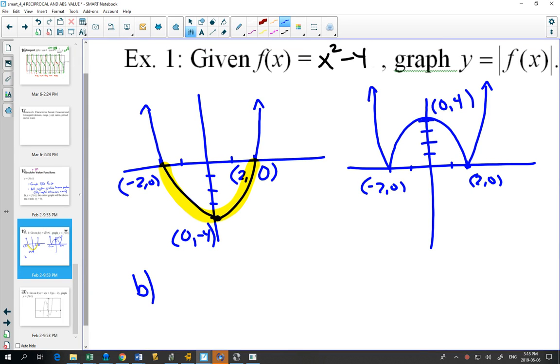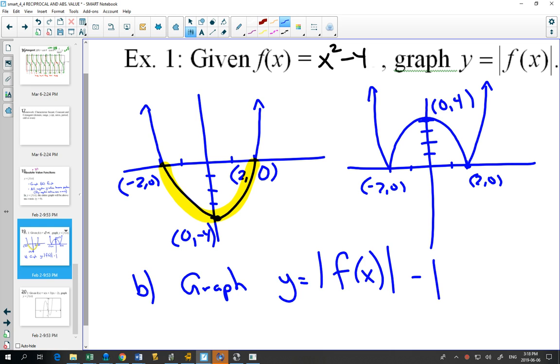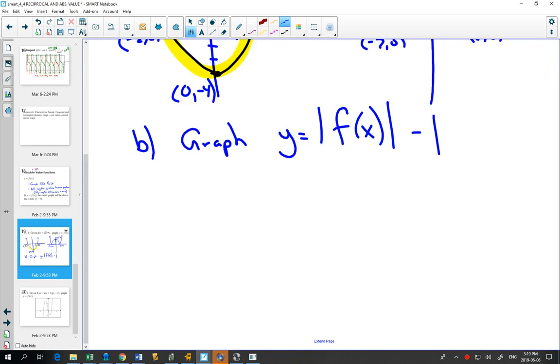Part B to this one, and this sometimes happens on the exam, so it's good to see it before it happens, is could you graph the absolute value of f of x and then minus 1? Well, what does a minus 1 do to a graph when it's outside it? Just shifts it down 1. So we would graph the absolute value of f of x just like before, and now we're going to take that graph and move everything down 1 unit.